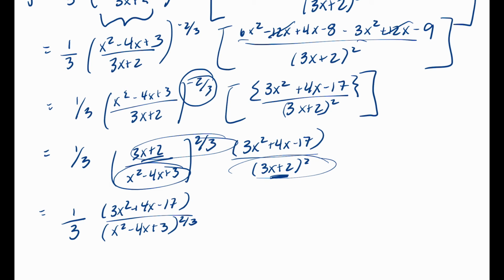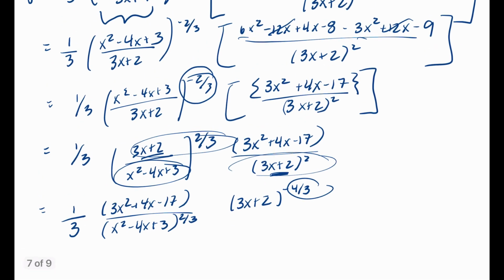And I know when I divide like bases, I'm going to subtract the exponents. So I have 3x plus 2 to the 2 over 3 subtract 2. And I know 2 over 3 subtract 2 is going to change to negative 4 over 3. So now I got a negative exponent. I want to make that positive, so I'm going to put it in the denominator.